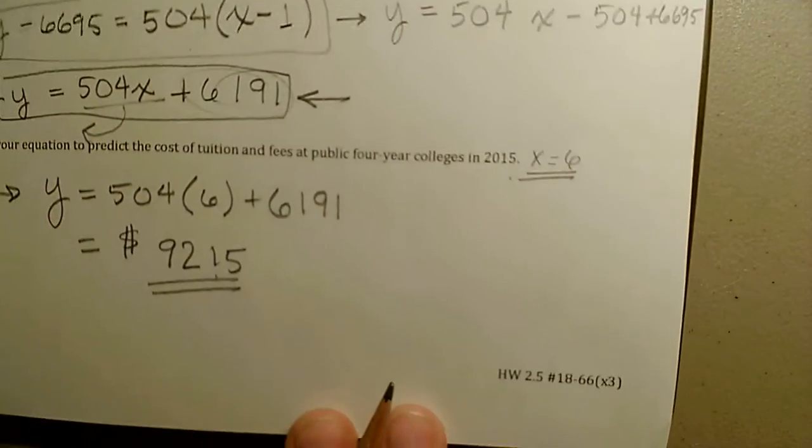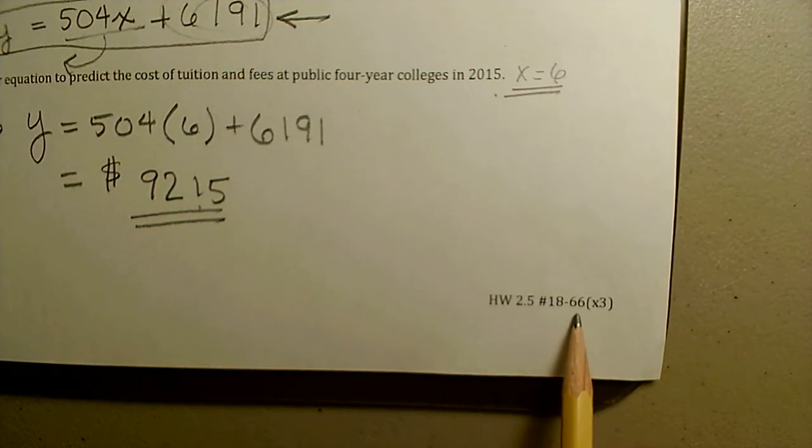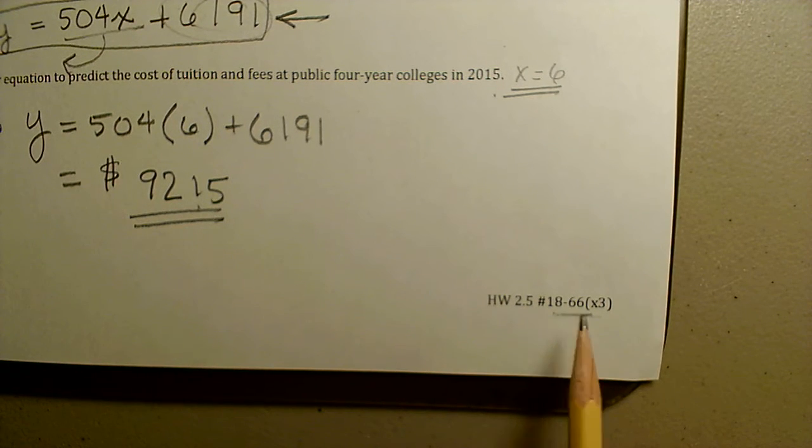All right, so your homework from this section is the multiples of 3, 18 to 66. That is due next class.